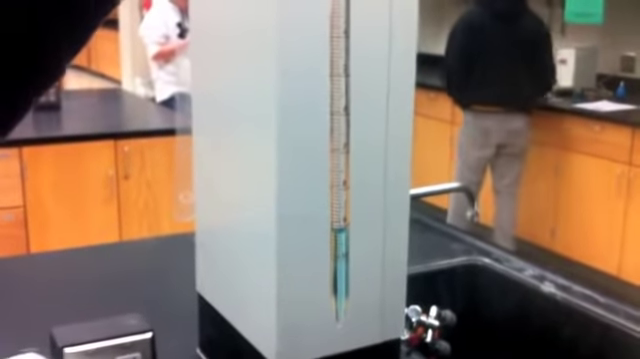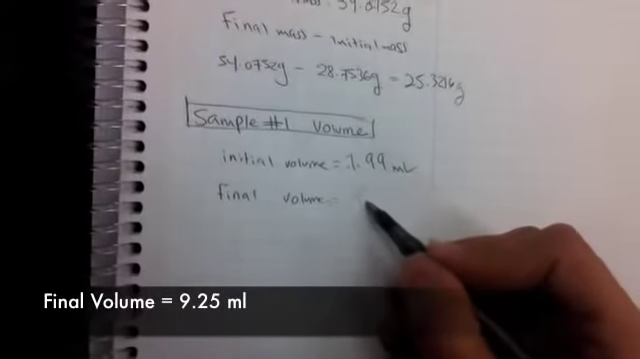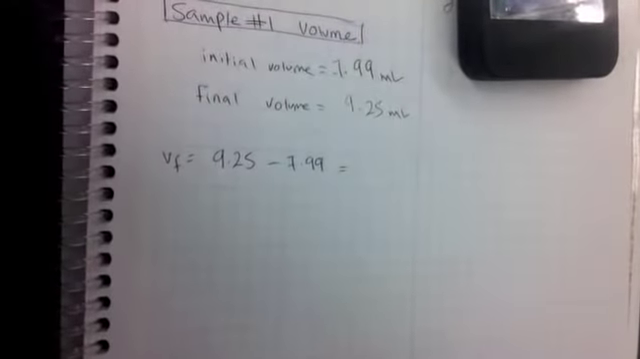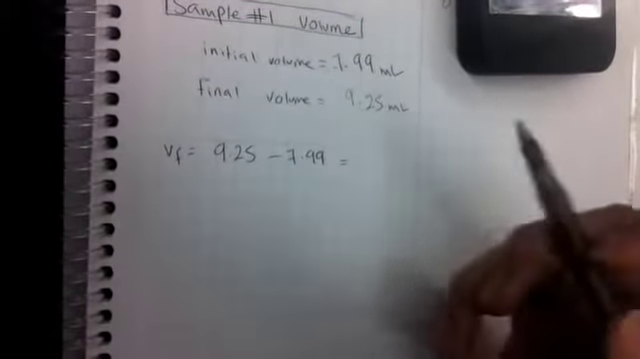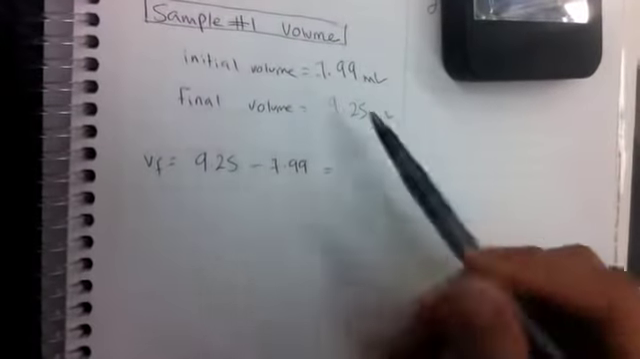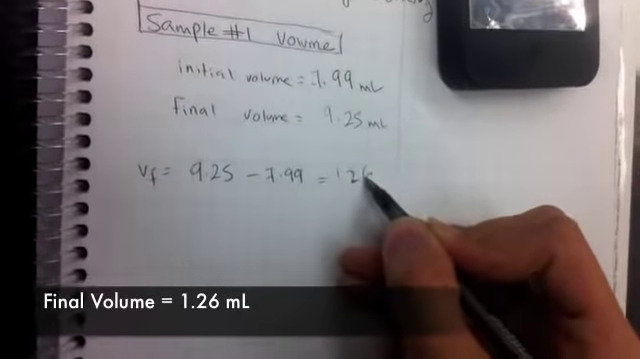Okay, so the final volume is 9.25. We calculate the volume by taking the final volume minus the initial volume, and we get 1.26.